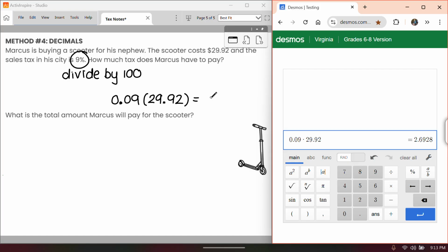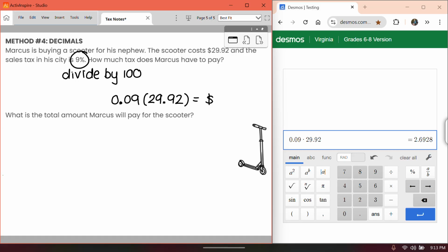And I get an answer that doesn't quite look like money, so we're going to round it to the hundredths and make it look like money, 2.69. So how much tax does Marcus have to pay? He has to pay $2.69 of tax. What is the total amount Marcus will pay for the scooter?